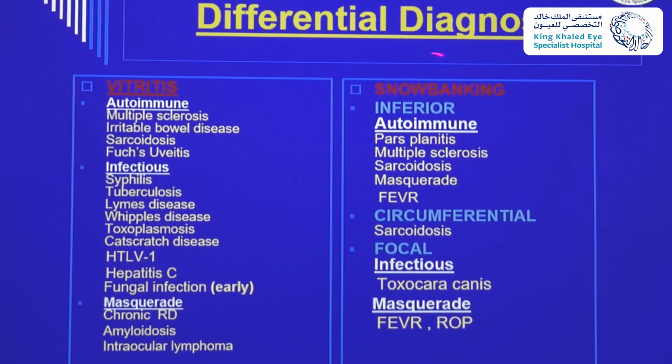Then if you are thinking about the snowball and snowbanking differential diagnosis, for inferior snowbanking you have to think about pars planitis, which is the idiopathic intermediate uveitis, multiple sclerosis, sarcoidosis, masquerade, and familial exudative vitreoretinopathy. If you have circumferential snowbanking, think about sarcoidosis. If you have only a focal snowball, think about toxocara canis, and masquerade like fever or ROP.